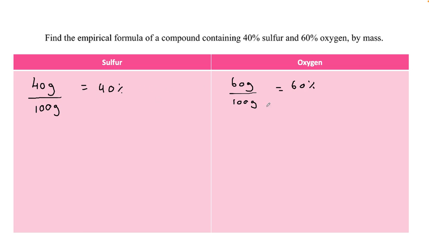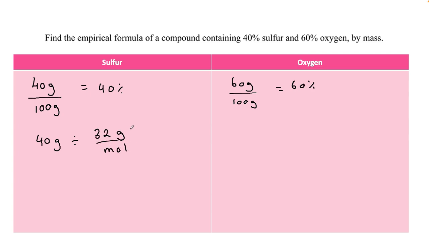So I'm going to have to find out how many moles of sulfur I have. Well, I've got 40 grams and I want to change it into moles, so you have to go back and do the work on converting grams to moles and vice versa. We use molar mass, and what we're going to do is divide by the molar mass. The molar mass of sulfur is 32, so I'm going to divide by 32 grams per mole.